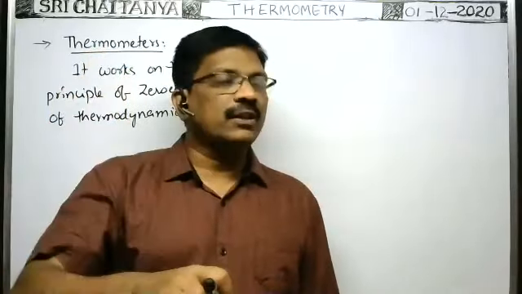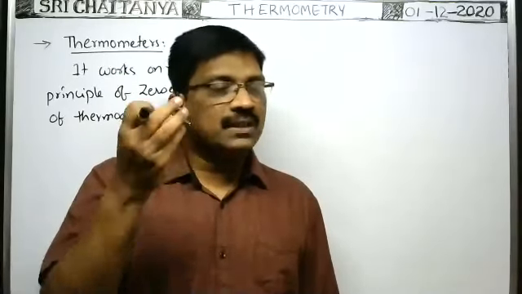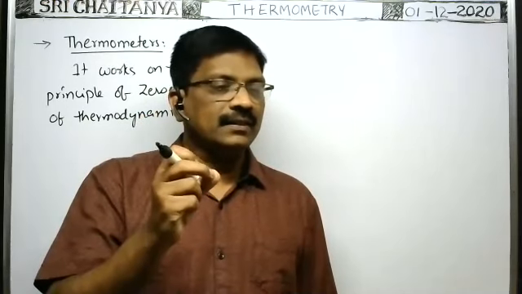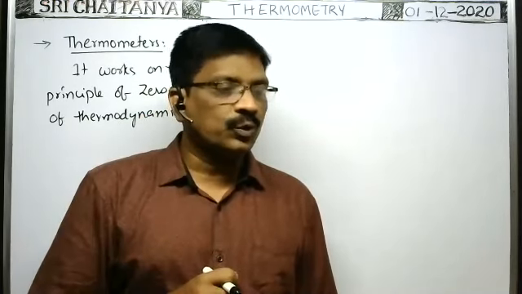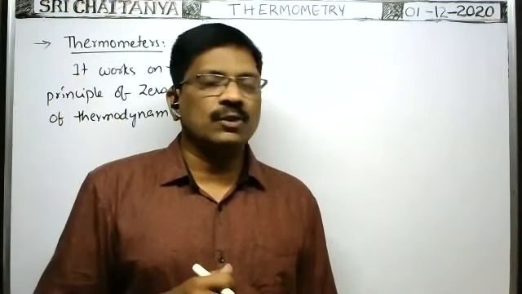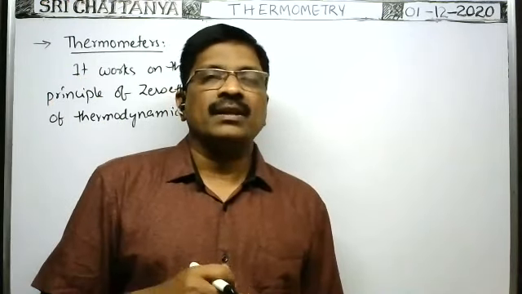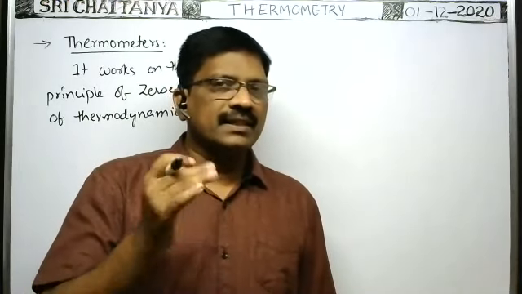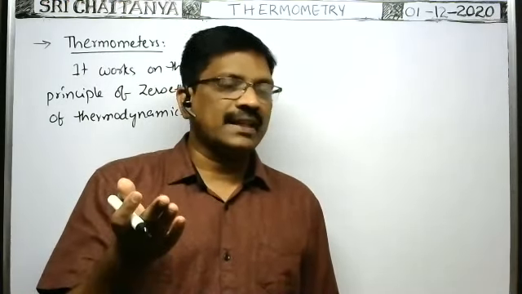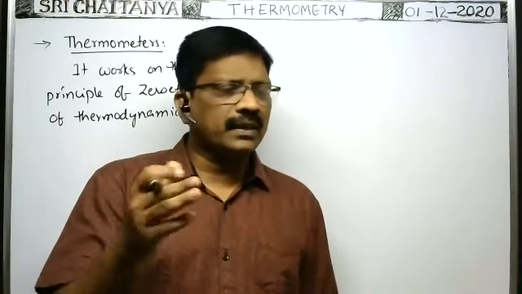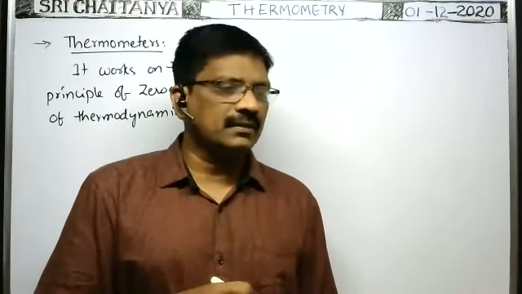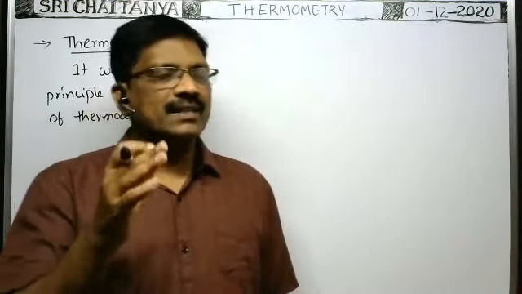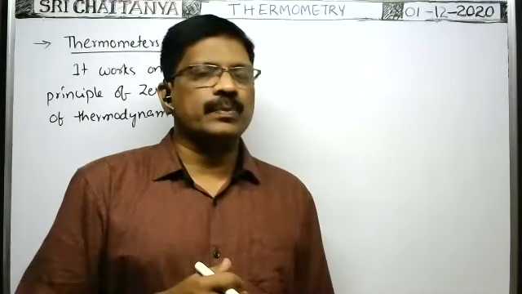But why do they prefer mercury only? Based on the thermal expansion of the mercury upon heating, the mercury thermometer is designed, which works on the principle of the zeroth law of thermodynamics. Similarly, in gas thermometers, when the temperature of the gas increases, expansion takes place. The volume of the gas or the pressure of the gas may increase, or both. That expansion of the gas upon heating is also thermal expansion.